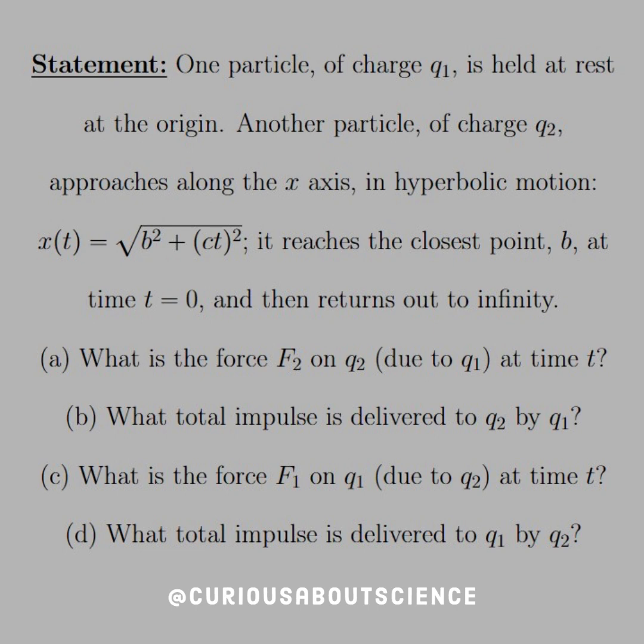B. What total impulse is delivered to Q2 by Q1? C. What is the force F1 on Q1 due to Q2 at time t? And D. What is the total impulse delivered to Q1 by Q2? So we kind of have a reflective question here. If we were to try to graph this out, we'll see exactly what that looks like soon. But let's dive into part A.